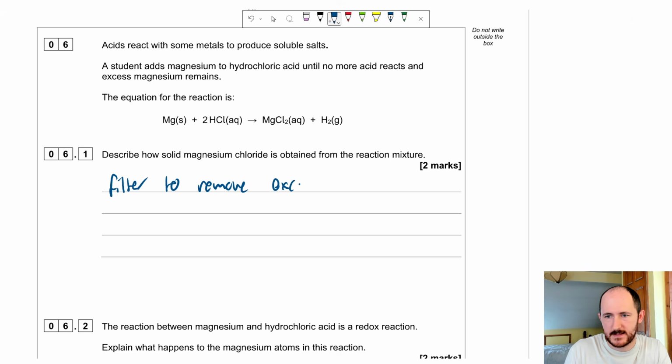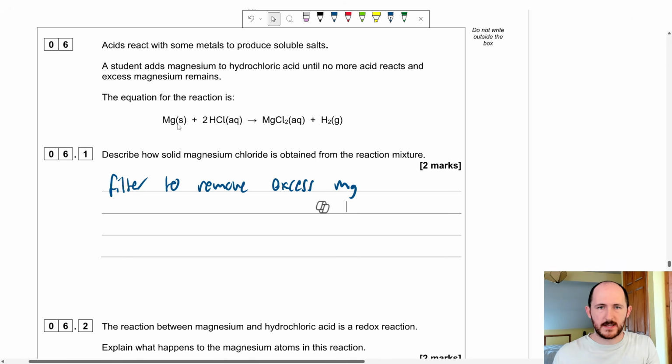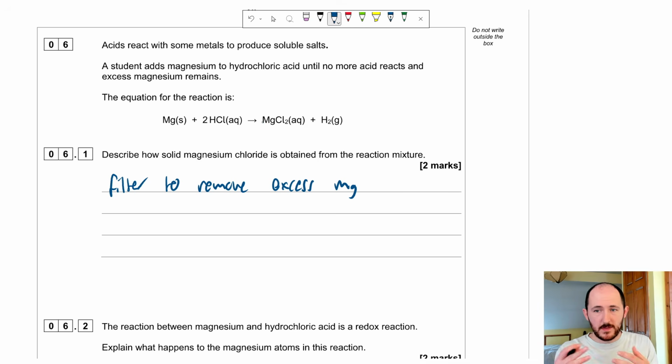the excess magnesium. Remember, how do you know if you need to filter versus crystallize versus whatever? Well, remember, the magnesium is a solid. So to remove solids out of something, you filter it. You can't remove aqueous stuff by filtering because it's dissolved, okay? So how do we actually remove this? Then all you need to do is either evaporate the water.